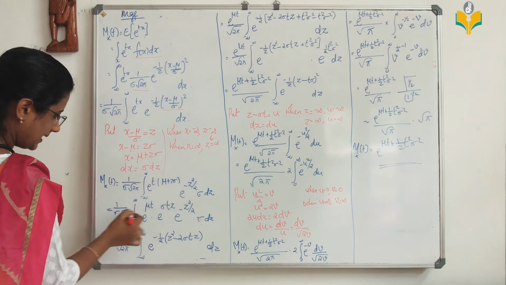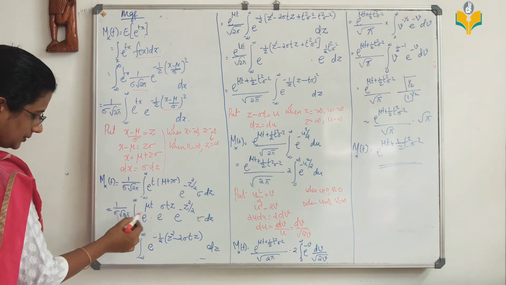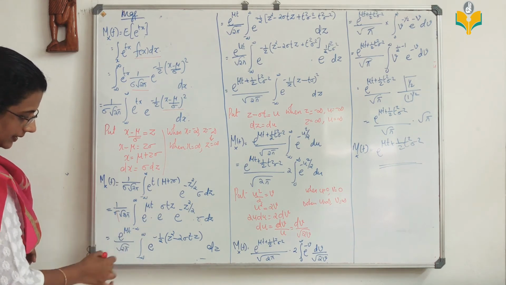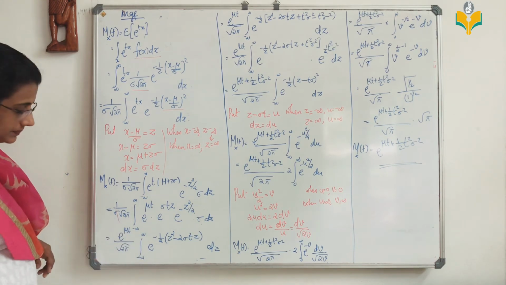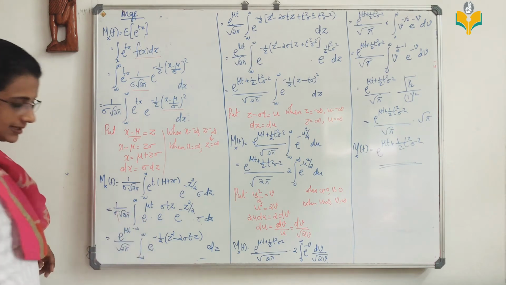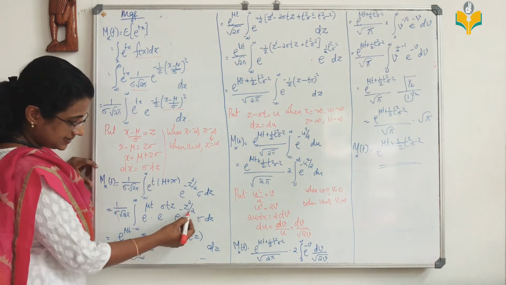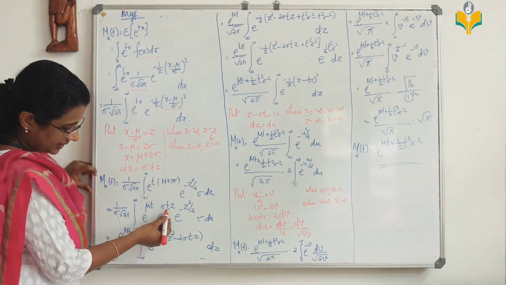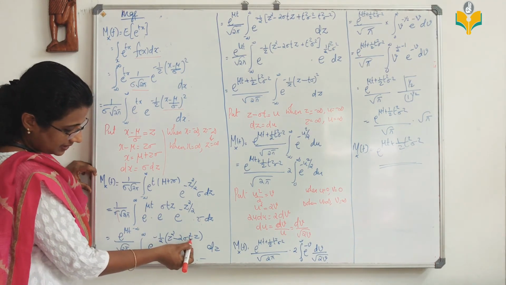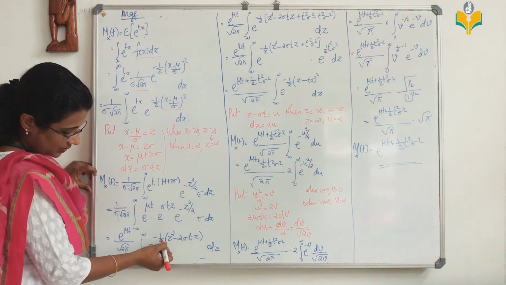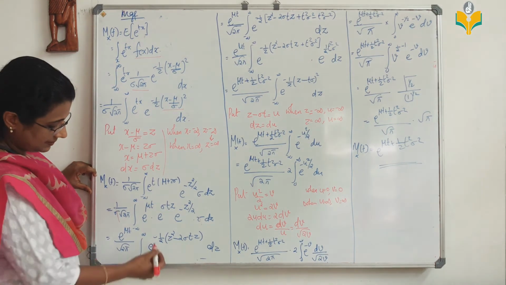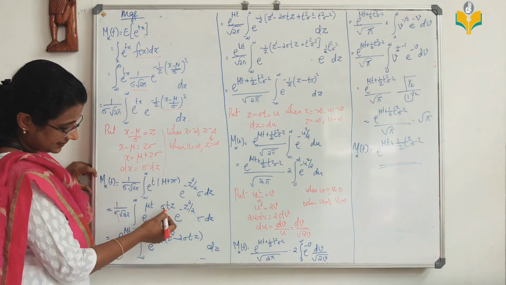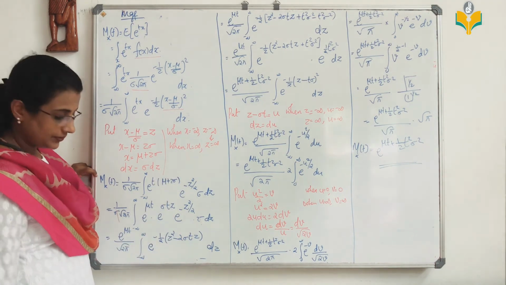Sigma and sigma will be cancelled. So e raised to mu t is a constant, so it can be taken outside. e raised to mu t divided by root 2 pi into the integral from minus infinity to plus infinity of e raised to minus half into, I will take minus half outside, then the remaining term will be z square minus 2 sigma tz, and this 2 and this 2 will be cancelled, minus into minus plus sigma tz.